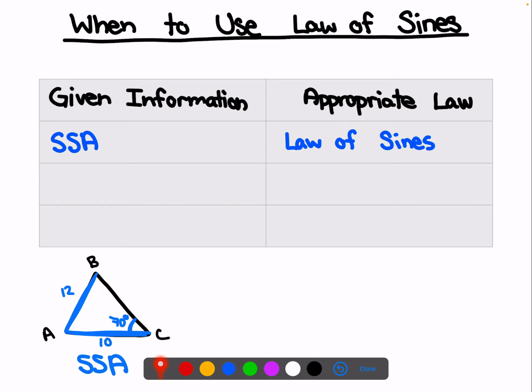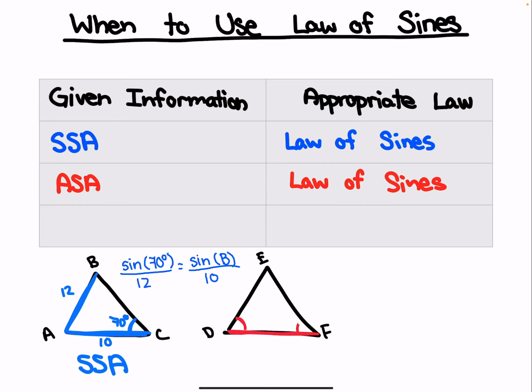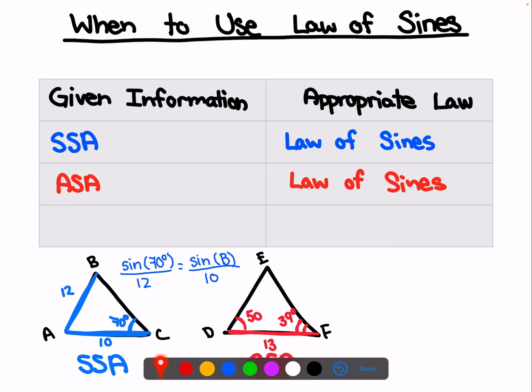So the way that I would set up this trig ratio would be sine of 70 degrees over 12 is equal to sine of angle B over 10. And that would allow us to solve for angle B. So this is one instance of being able to use the law of sines, if we have 2 sides and a non-included angle. The next way is if we have angle side angle, 2 angles and the included side.